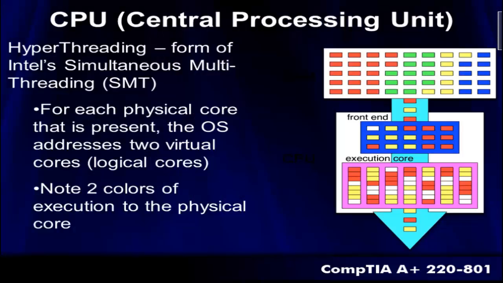Now then, let's continue talking about CPU characteristics, and this time we're going to talk about something called hyperthreading. You may have actually heard of that before. Hyperthreading is a form of Intel's SMT, simultaneous multi-threading. In other words, more than one program can simultaneously have access to the core.